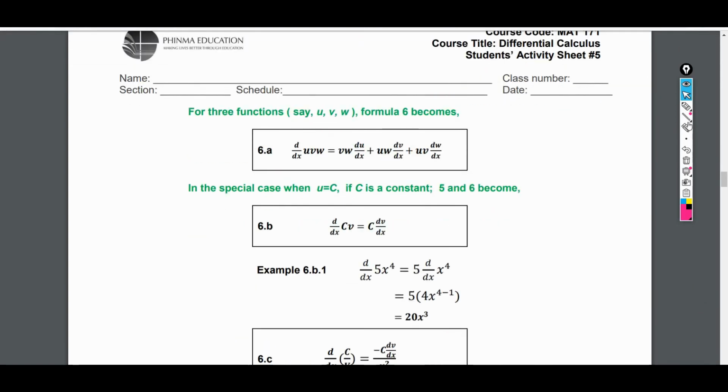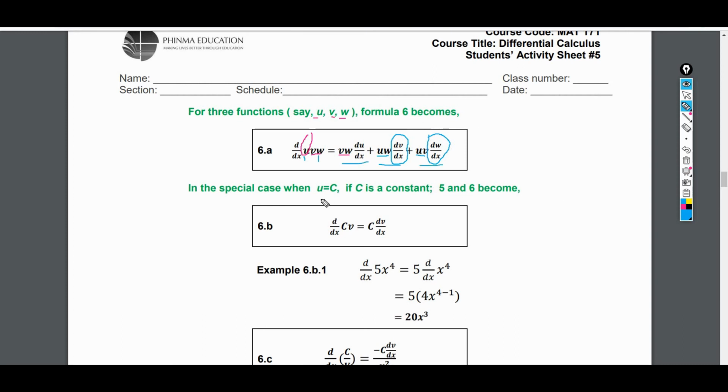So for 3 functions, so meron na tayong function na u, function na v, function na w. So ang gagawin lang natin, kunin mo muna yung huling dalawa, ayan, vw. Tapos, kunin mo naman yung first at last. Tapos, ang kunin mong derivative yung gitna. And then, lastly, i-add mo naman ito. Yung first 2 terms mo, uv, kunin mong derivative yung last naman. Okay, so just remember the pattern.